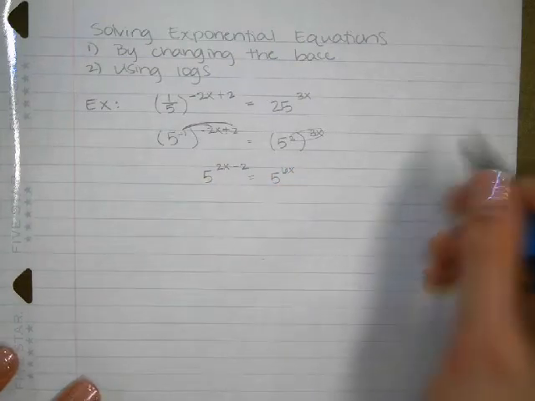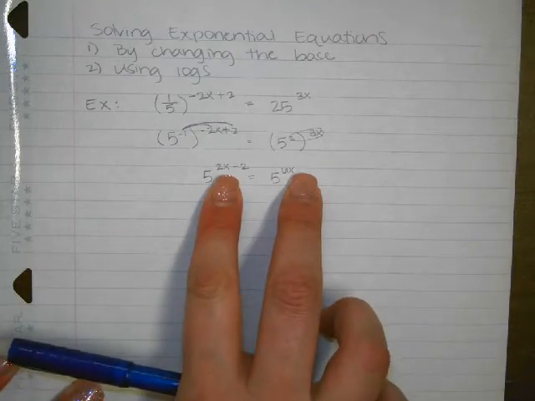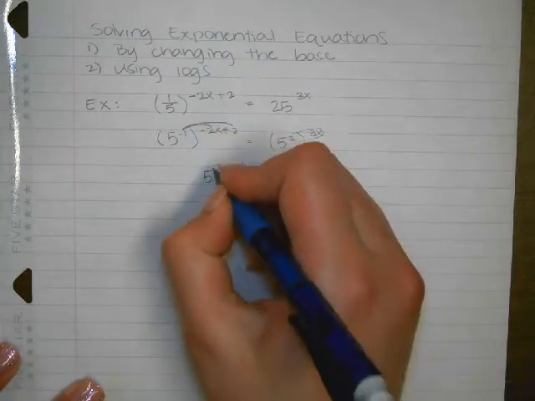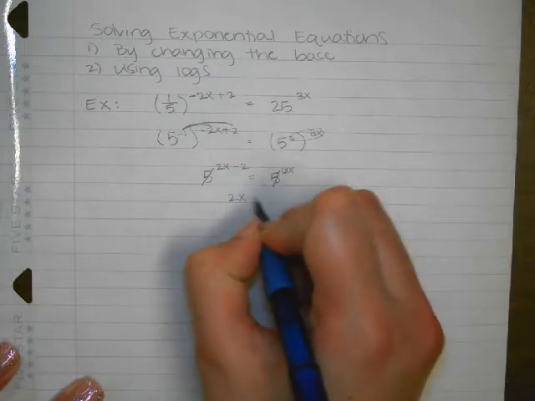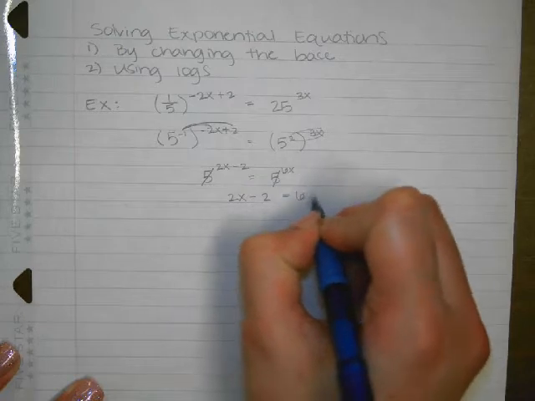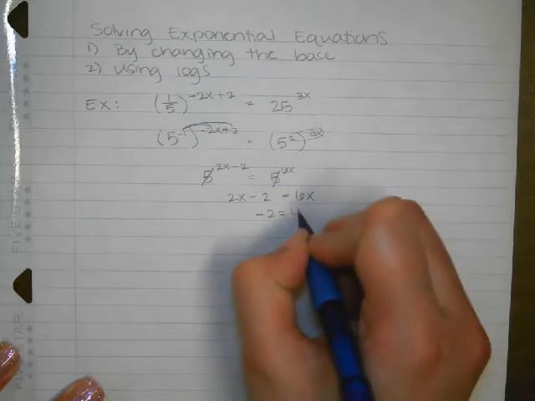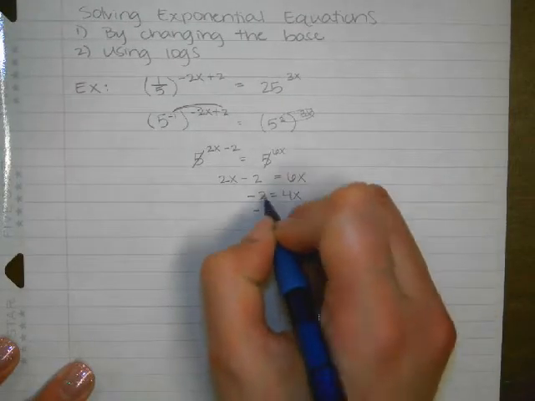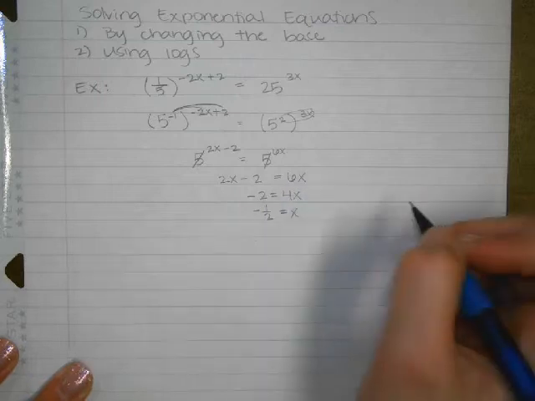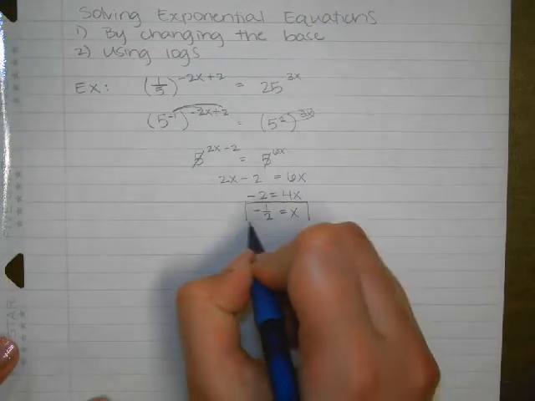At this point, I can say that if the bases are the same, then I know the exponents have to be the same as well. And so I'm going to get rid of the base on each side. So I have 2x minus 2 equals 6x, and I'll subtract 2x over, so negative 2 equals 4x. And then I'll go ahead and divide by 4, and I get negative 2 over 4 equals x, and negative 2 over 4 is the same thing as negative 1/2.